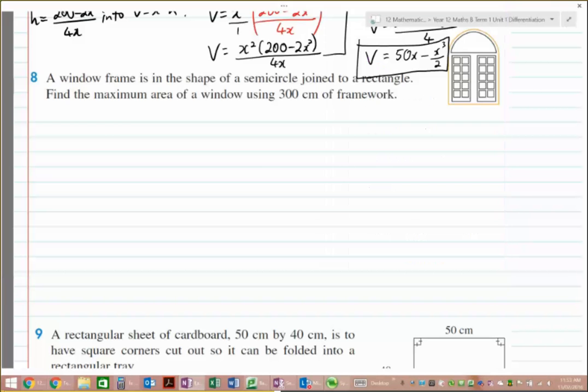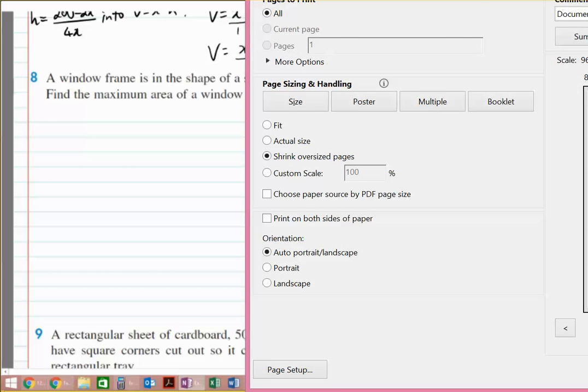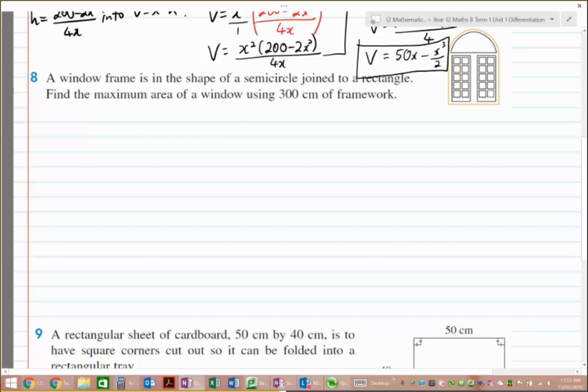Okay, question 8. The window frame is in the shape of a semicircle joined to a rectangle. Find the maximum area of a window using 300 centimeters of framework. Alright, so I'll draw just a basic diagram here that I can play with. We could go around this, so 300 centimeters of framework, that's referring to the perimeter.